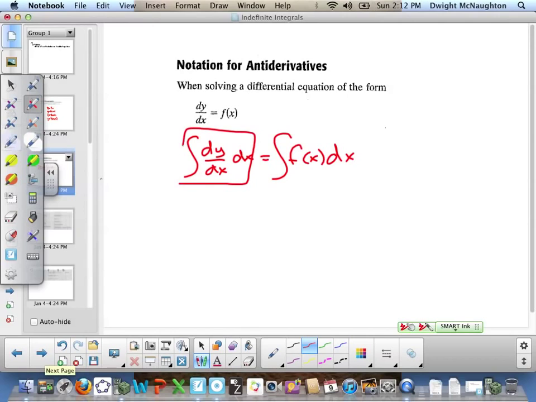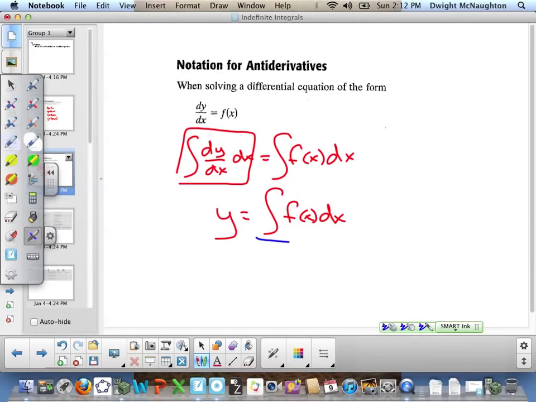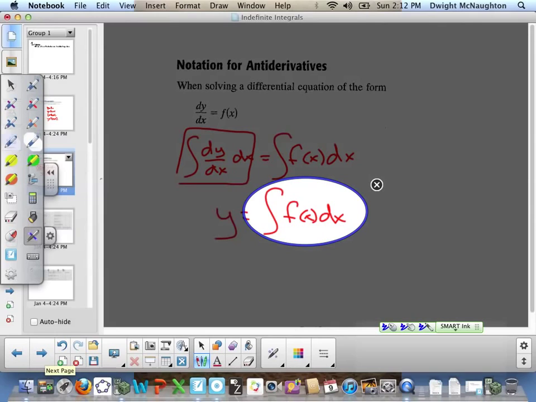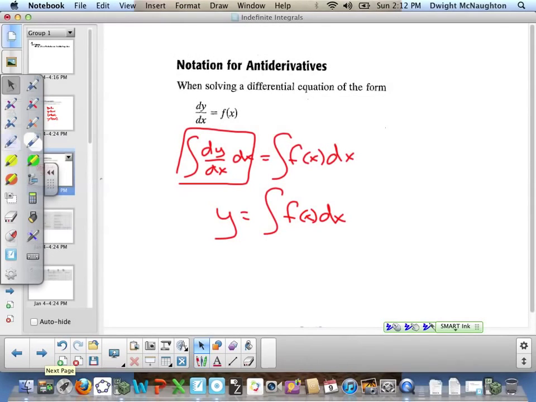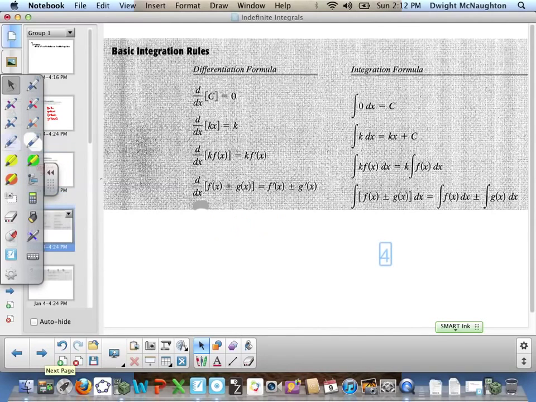Here, the antiderivative of the derivative is the function, so y equals the antiderivative of f of x with respect to x. That is what you're going to see when the question is asking you to take the antiderivative. What function has this derivative is what they're asking when you see that symbolism. And we have a lot of basic functions we already know.